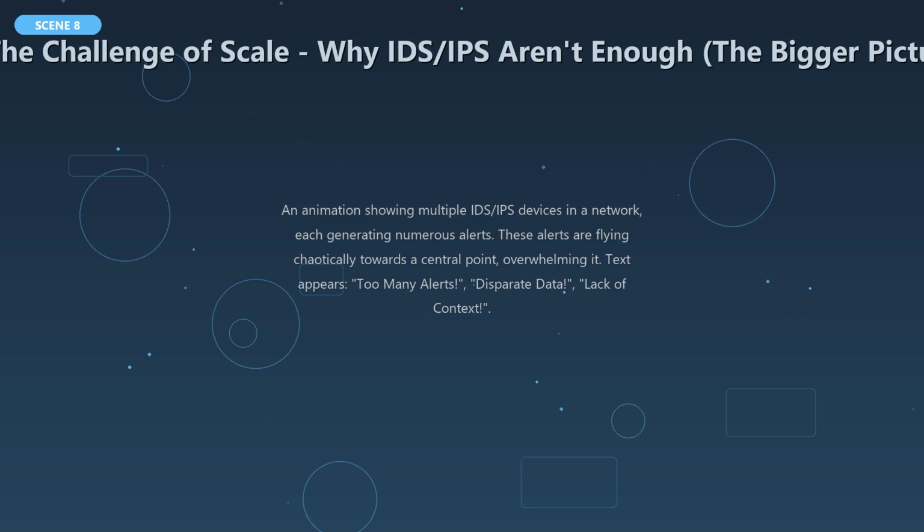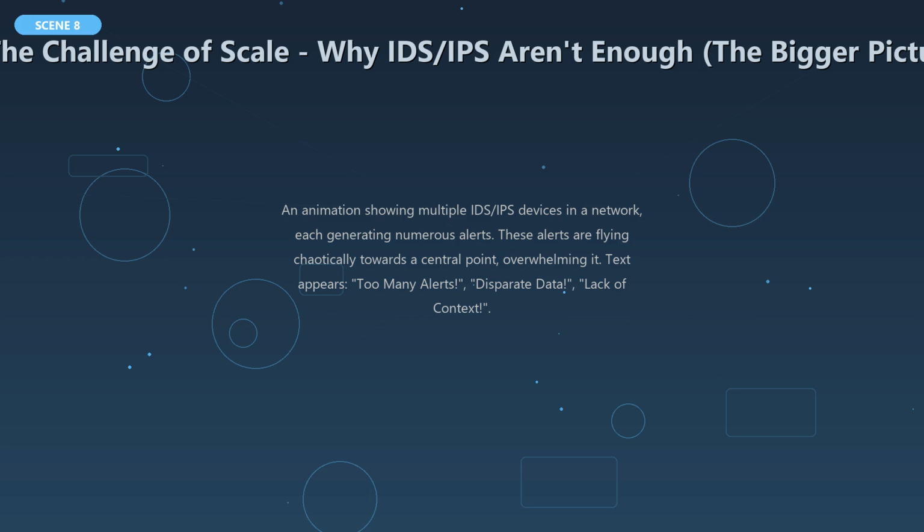2. Disparate data sources. Alerts don't just come from IDS/IPS. They come from firewalls, servers, routers, switches, antivirus software, authentication systems, cloud services, and countless other security and operational tools. Each system generates its own logs and alerts in its own format. There's no centralized view, no single pane of glass to aggregate and normalize all this information.